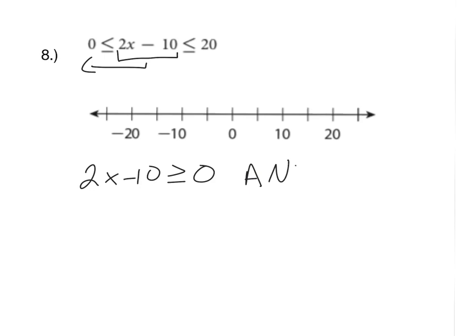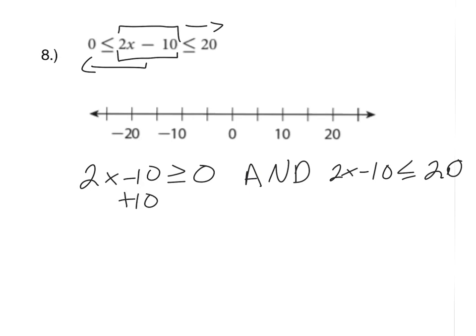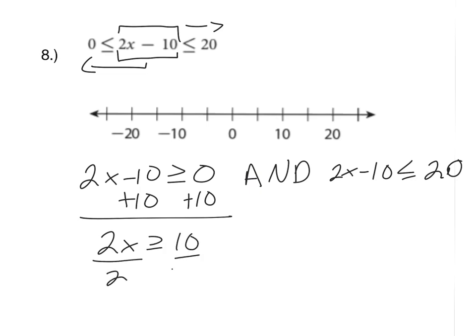And our other inequality we just figure out by reading this forward from left to right. So that would be 2x minus 10 is less than or equal to 20. If that helps you out when you're solving them, then break them apart. Now we just solve these. We add 10 on both sides. We get 2x is greater than or equal to 10. Then we divide by 2 on both sides, and we get x is greater than or equal to 5.